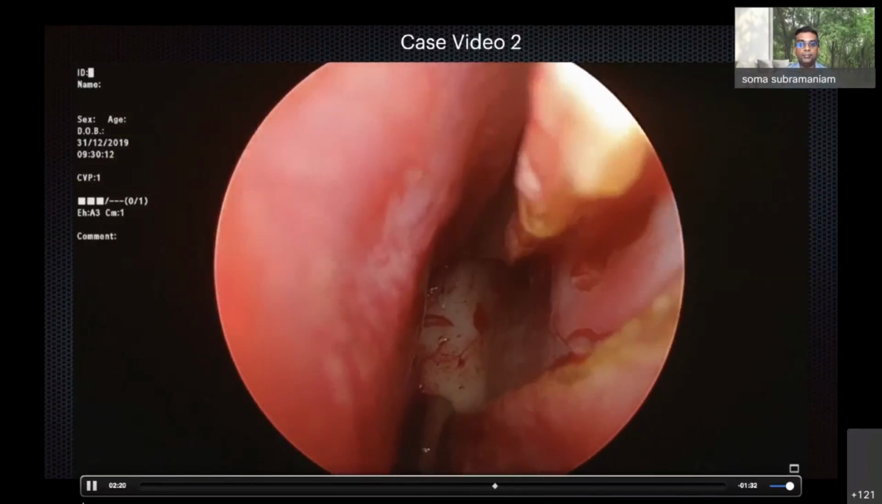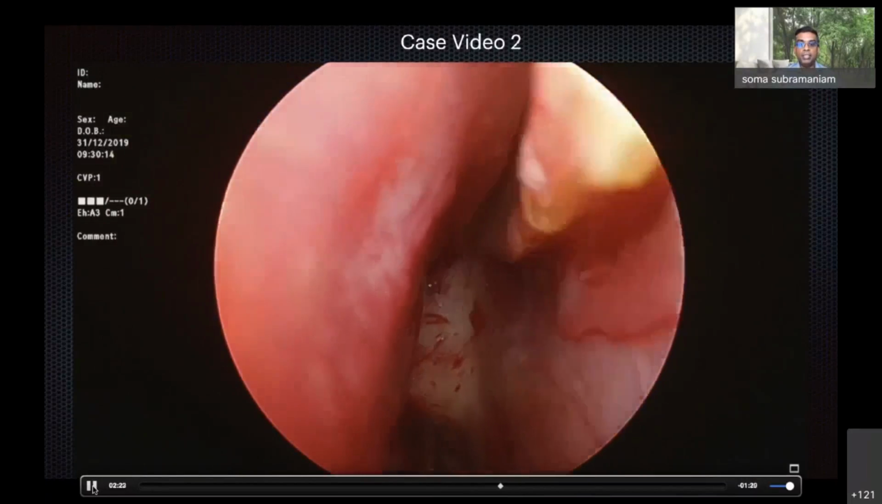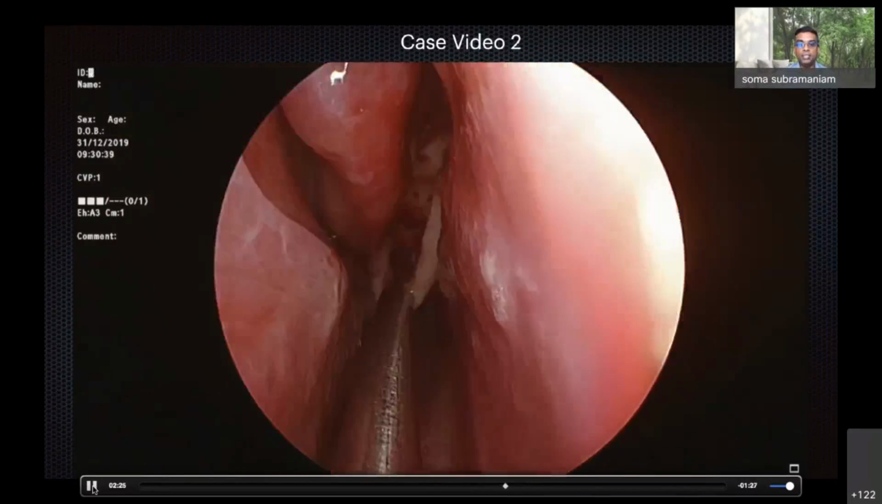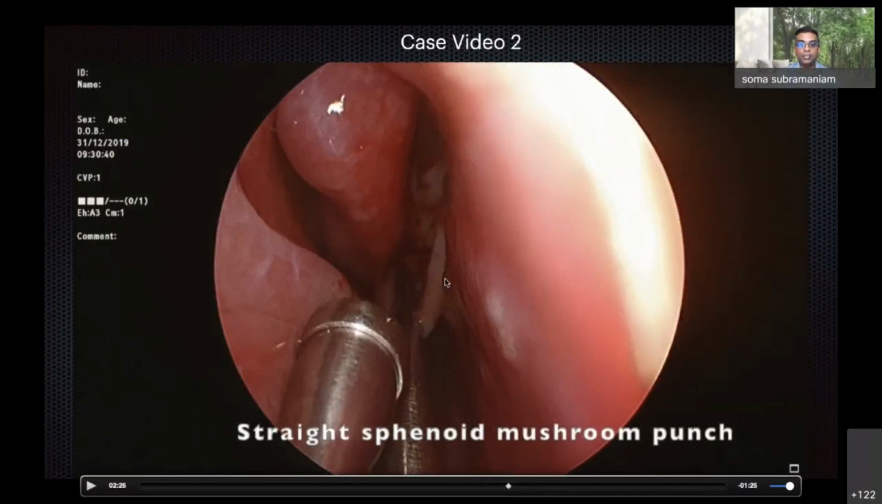And by doing that, the next step will be to put the suction in and you mobilize that entire mucosa off the rostrum of the sphenoid. So you can see my suction instrument is still sitting in there, and that keeps the pedicle of the nasoseptal flap away from any danger.